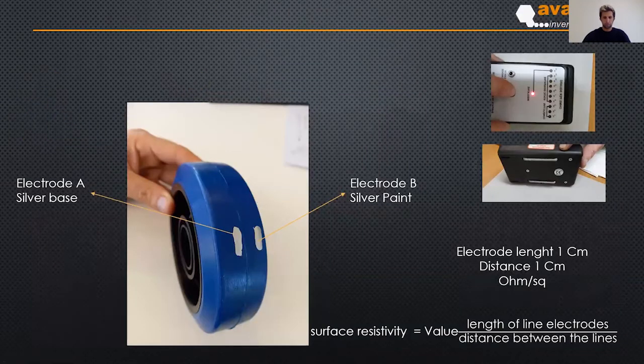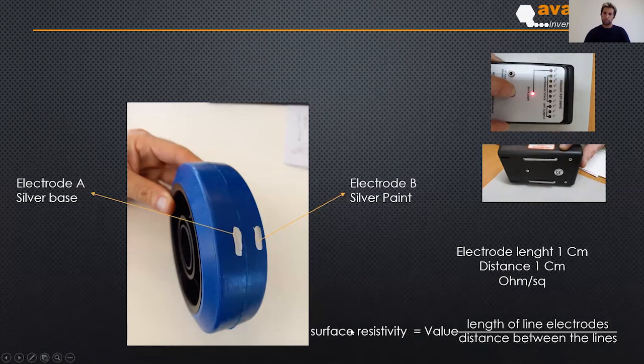There are other materials where it is more complicated to make the measurement. For example, this is a wheel, and measuring real conductivity on this wheel is more complicated. Something we can do is use a silver base to paint two separate electrodes, separated by 1 centimeter more or less, and the length of each electrode will be 1 centimeter.